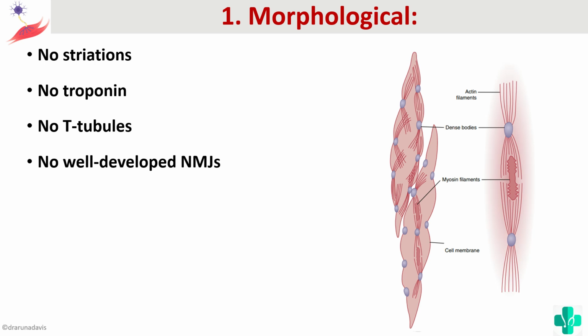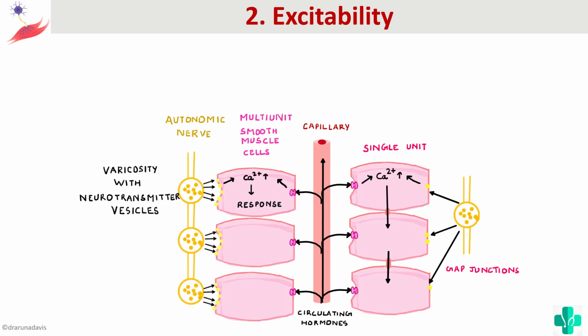Here, in this case, the arrangement of actin and myosin is different. We've got dense bodies here, and the direction of contraction is different. So morphologically, the smooth muscle is different when compared to the skeletal and cardiac muscle. Next, we'll move on to the next point, excitability.